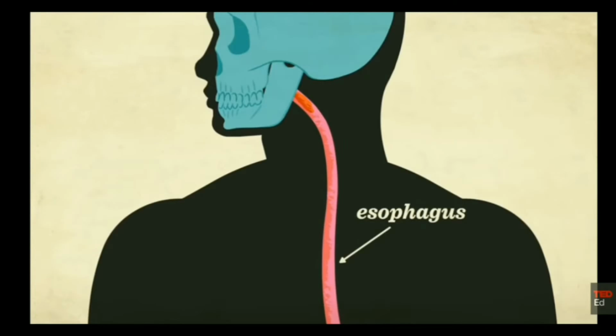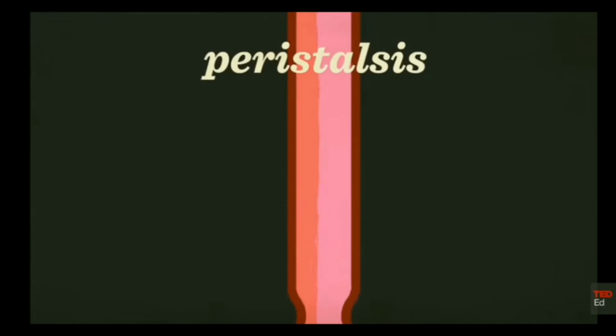Number 2. Esophagus. The major function of the esophagus is to push food towards the stomach. For this, the esophagus performs peristalsis, which is a series of continuous contractions and relaxations.